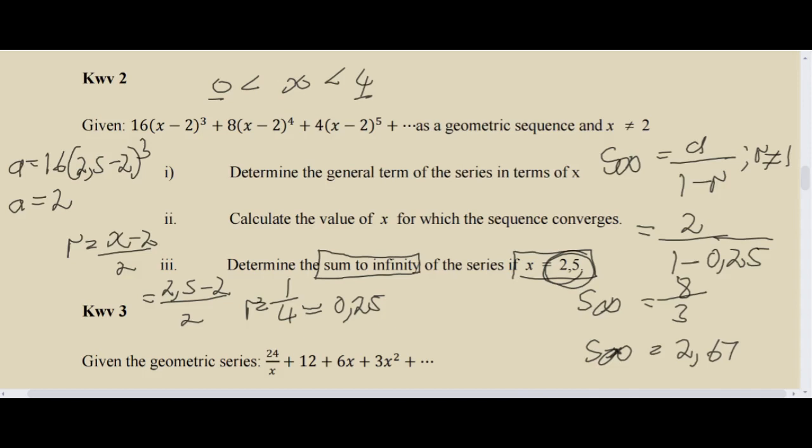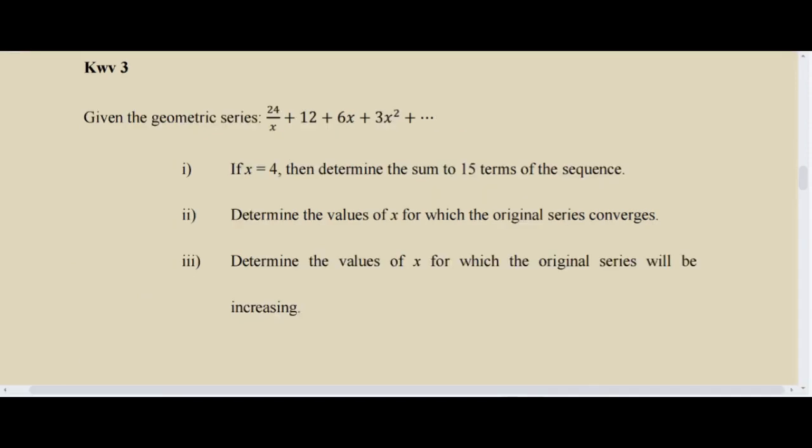And yeah, okay, then we have activity number 3 here. It says given the geometric series is 24 over x plus 12 plus 6x plus 3x squared plus a whole lot of values. So this series is going all the way there to whatever value we don't know. Then we are given question number 1. If x is equal to 4, then determine the sum to 15 terms of the sequence, right?